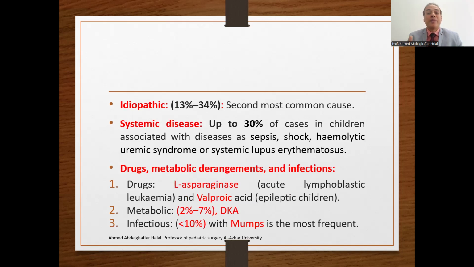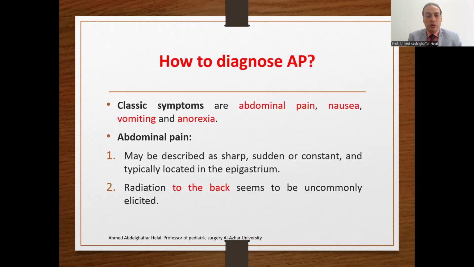Systemic diseases account for up to 30% of cases, and children may be associated with sepsis, shock, or hemolytic uremic syndrome. Also, some drugs used for the treatment of leukemia or epilepsy may be associated with pancreatitis. Infection, most commonly mumps, may lead to acute pancreatitis. So the pediatric surgeon should be familiar with these causes.